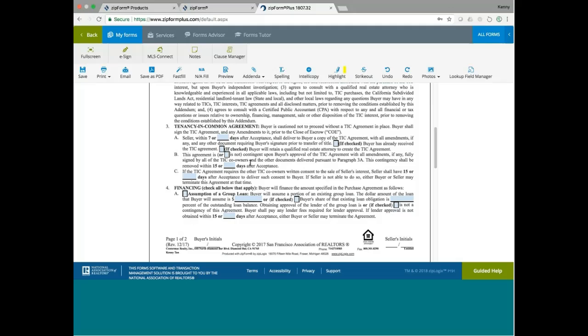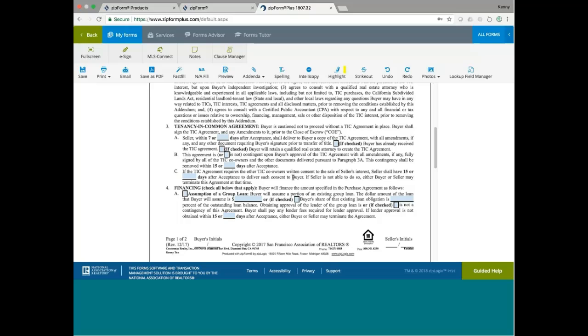So the buyer actually has that contingency. You can make it contingent or non-contingent, but that's totally up to you. I would say that if you're going to buy a TIC interest, make sure you're okay with the terms and conditions. If the TIC agreement requires the other TIC co-owners' written consent to the sale of seller's interest, seller shall have 15 or any other number of days after acceptance to deliver such consent to buyer.